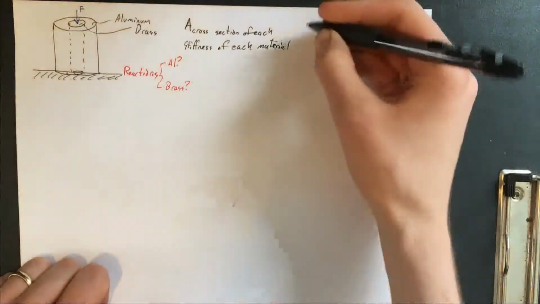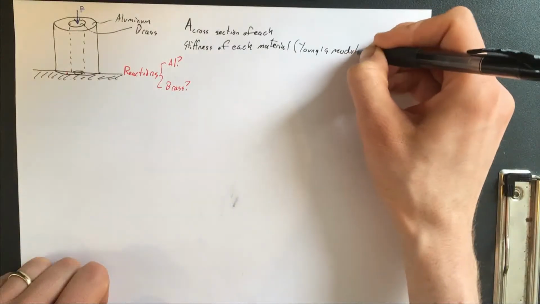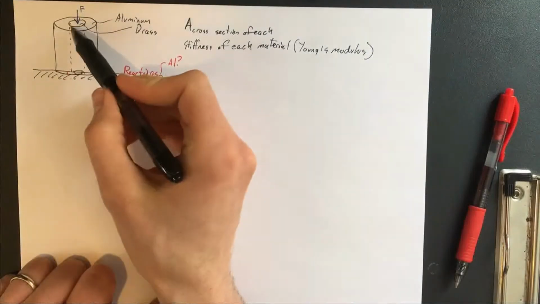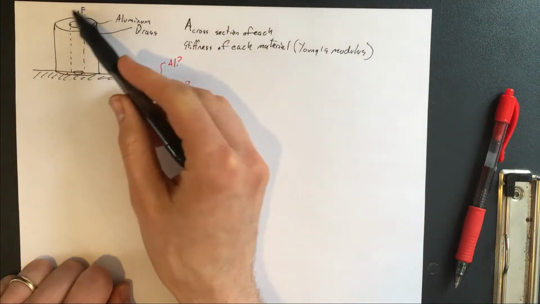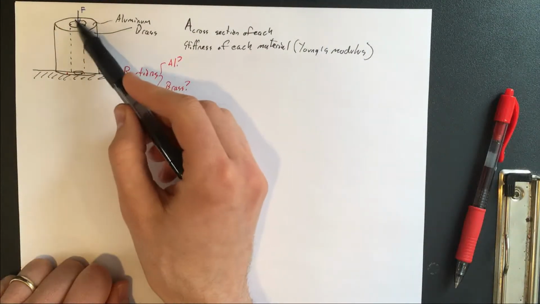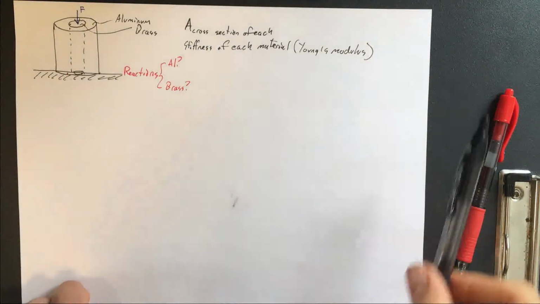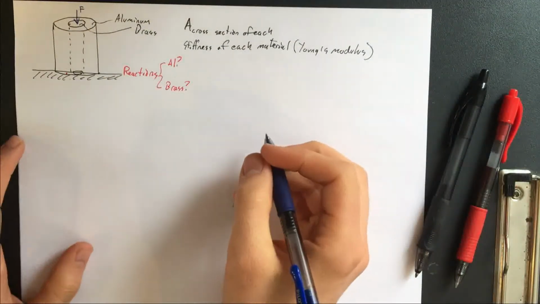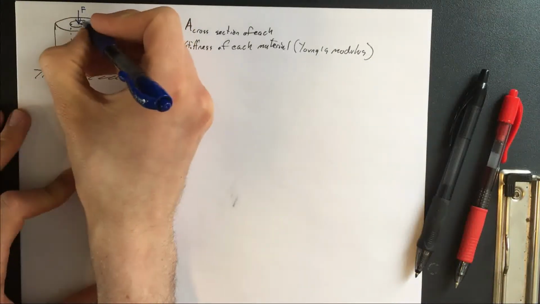The stiffness of each material, aka the Young's modulus. So what's the key summary? The larger the cross-sectional area, the more likely that one is to bear some of the force, but also the stiffer the material is, the more likely it is to bear a higher fraction of this overall force. So this sets us up for what we need to know about this problem in order to solve it.